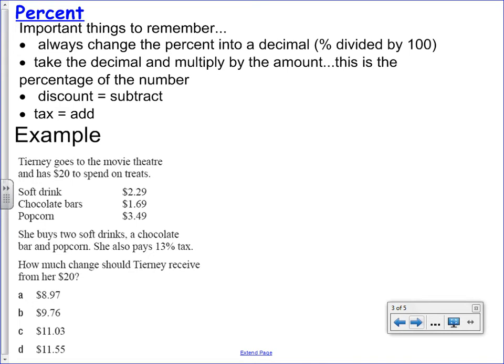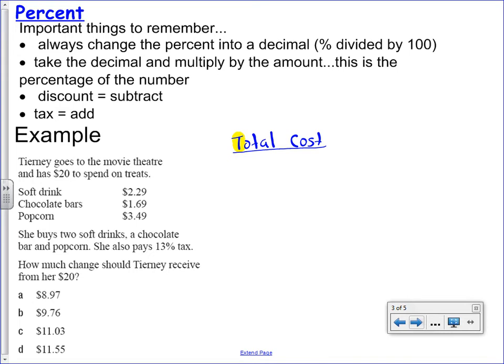It says, we go to the movie theater. She has $20 to spend on treats. She buys 2 soft drinks, a chocolate bar, and popcorn. She also pays 13% tax. How much change should she receive from her $20 bill? Well, I have to figure out what is her total cost. Total cost. How do I figure out the total cost?